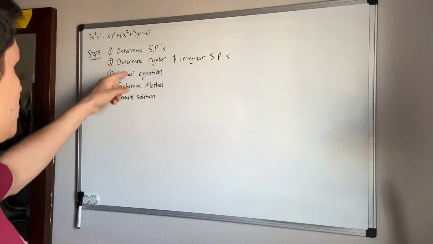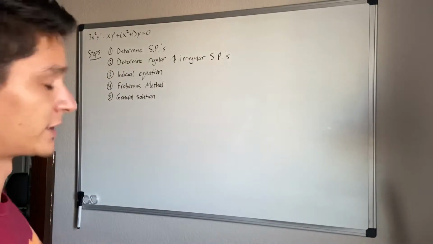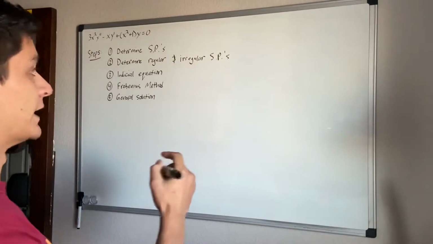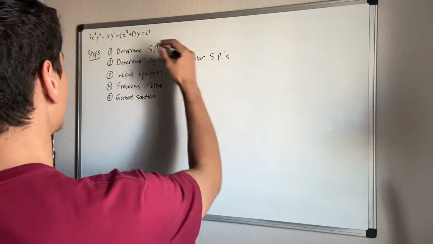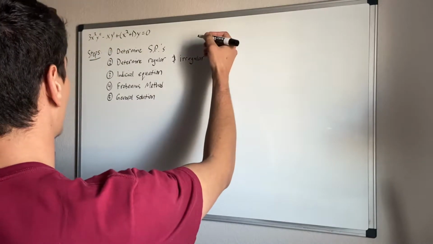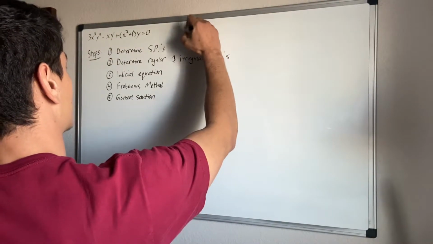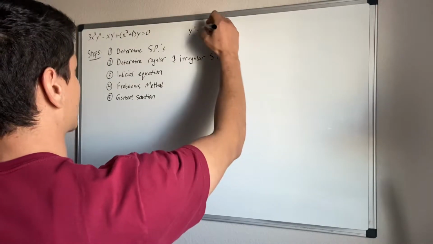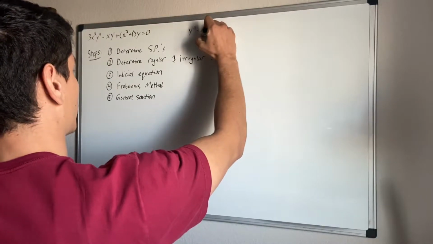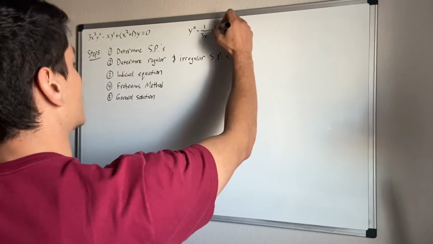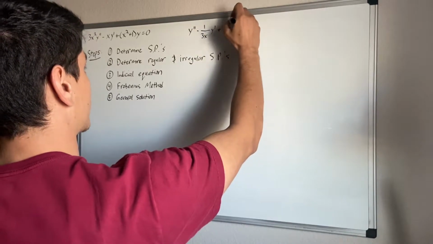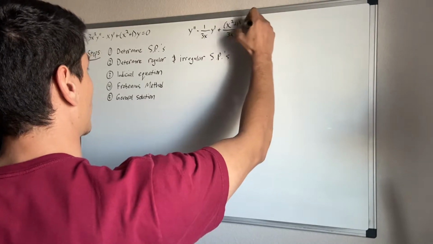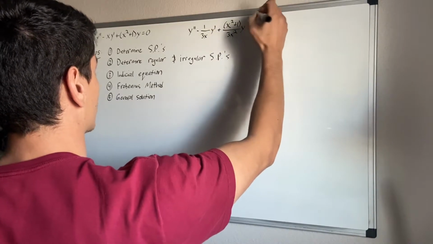But now step number 2 is that we want to determine whether x equals 0 is a regular or an irregular singular point. And the way we do that is by dividing the entire equation by 3x squared. So we have y double prime minus x divided by 3x squared, which is 1 over 3x, y prime, plus the quantity x squared plus 1 divided by 3x squared times y equals 0.